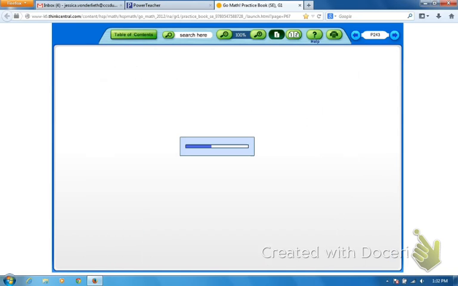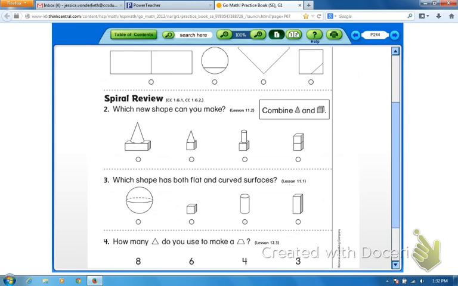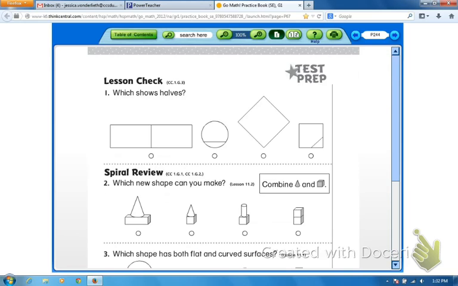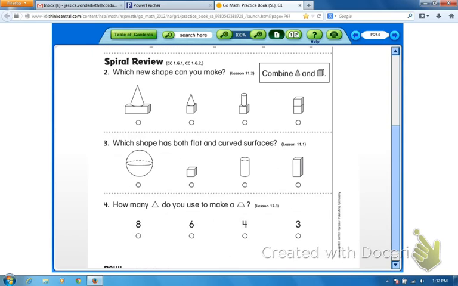On the back side of the homework, the first problem says which shows halves. That would be the first one because it's split into two equal parts. And on the spiral review, number 2 says which new shape can you make? So if you combine a cone and a cube, we would make B, the second one.